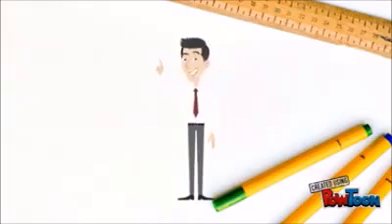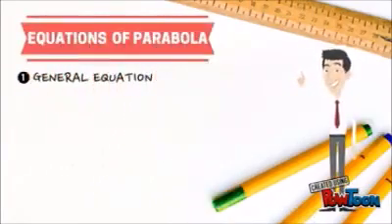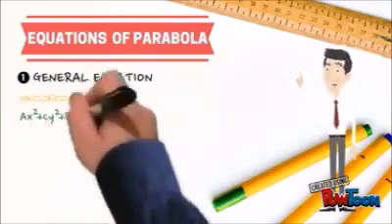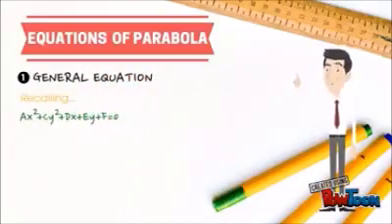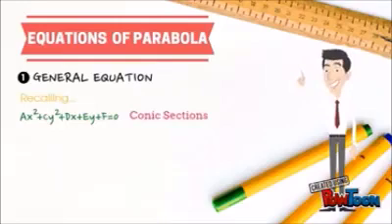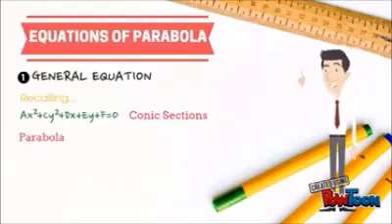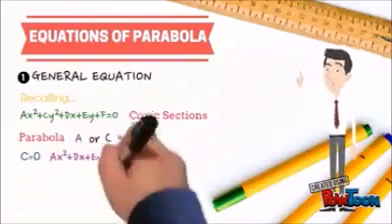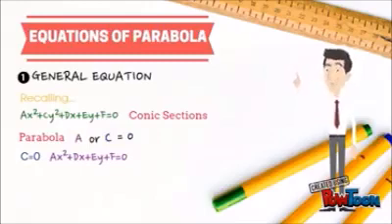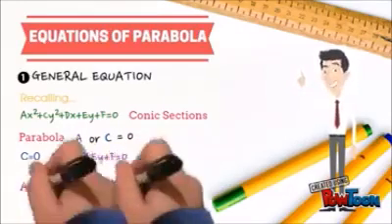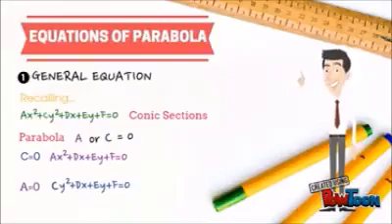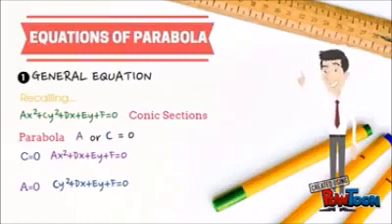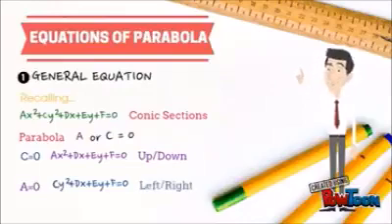Now we are going to talk about the equations of the parabola. The general equation. We can recall that ax squared plus cy squared plus bx plus ey plus f is equal to 0 is for the conic sections. In the parabola, either a or c is equal to 0. If c is equal to 0, it is ax squared plus bx plus ey plus f is equal to 0. If a is equal to 0, it is cy squared plus bx plus ey plus f is equal to 0. If c is equal to 0, the parabola opens upwards or downwards. If a is equal to 0, the parabola opens to the left or right.